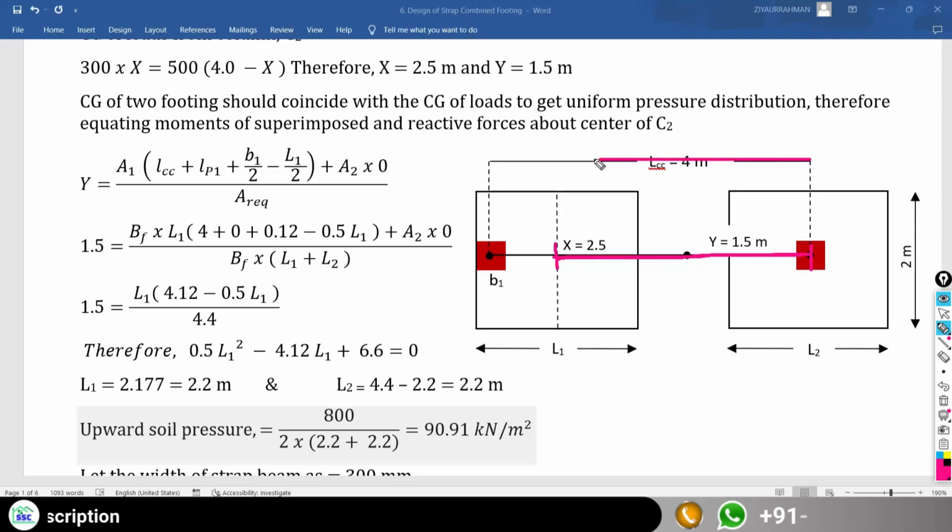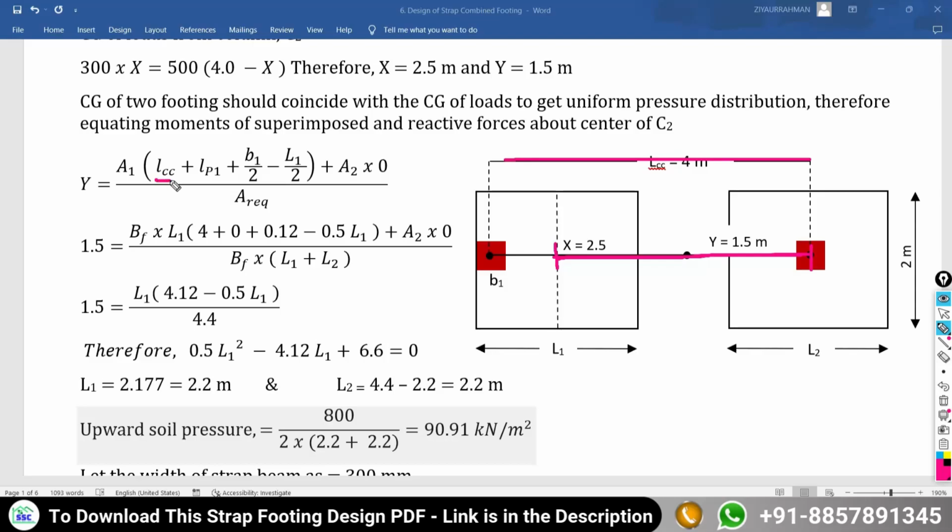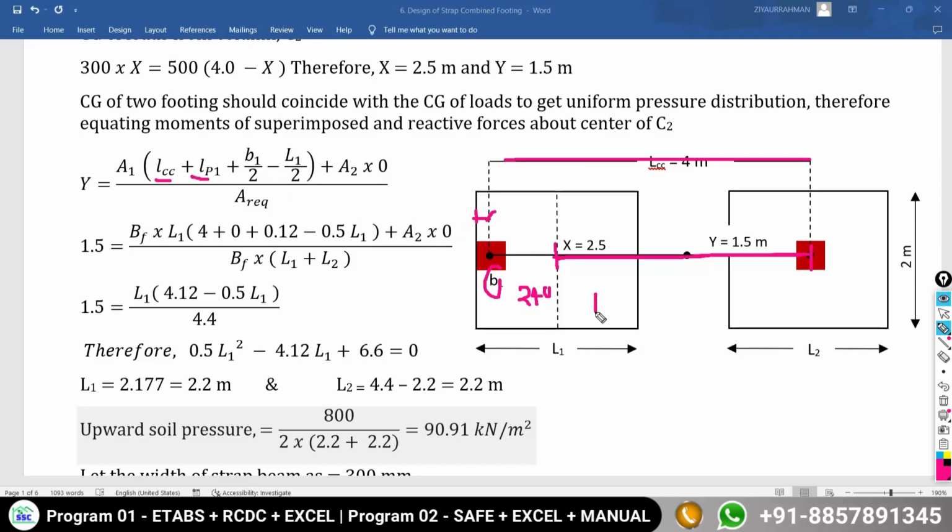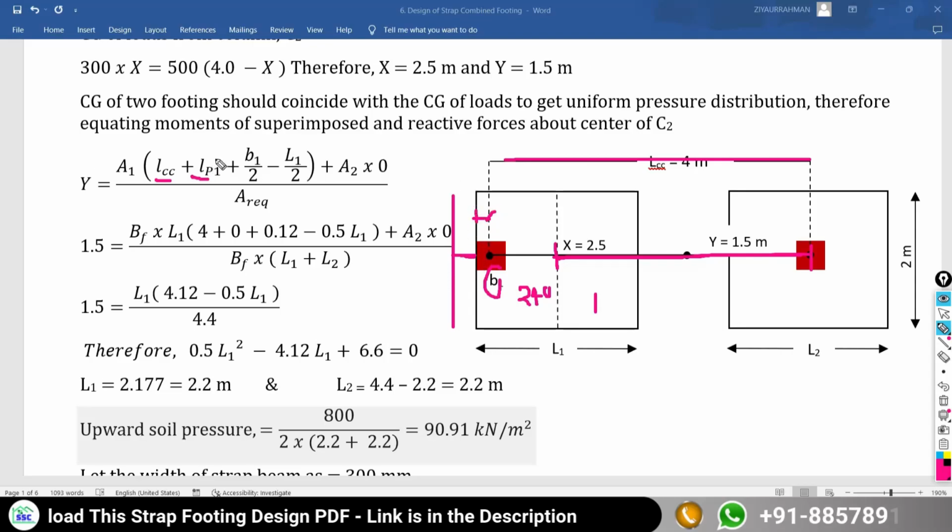We have the distance center to center, LCC, which is the center to center distance between two columns, plus B1 by 2. The size of your column is 240, square. So half of this is B1 by 2, plus LP1. This is the projection of the edge of your first footing from the face of your column. There is no edge projection; the edge of the footing is exactly at the face of your column, hence this value of the projection will become equal to 0.